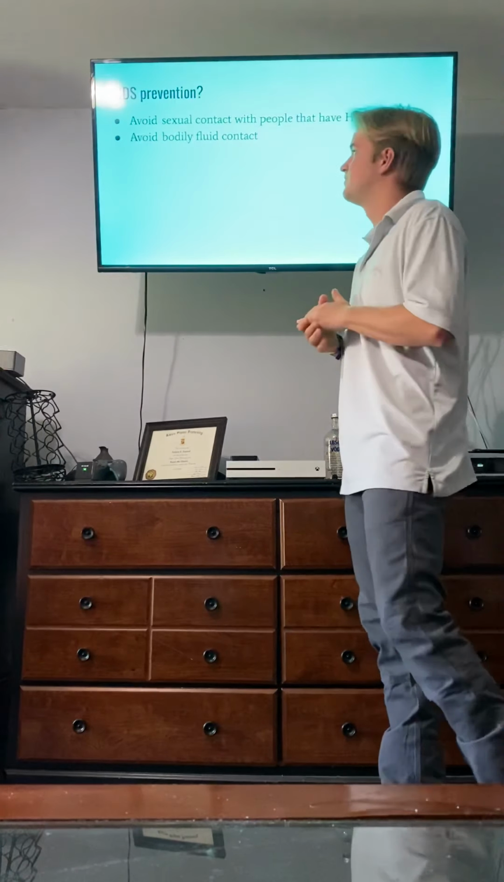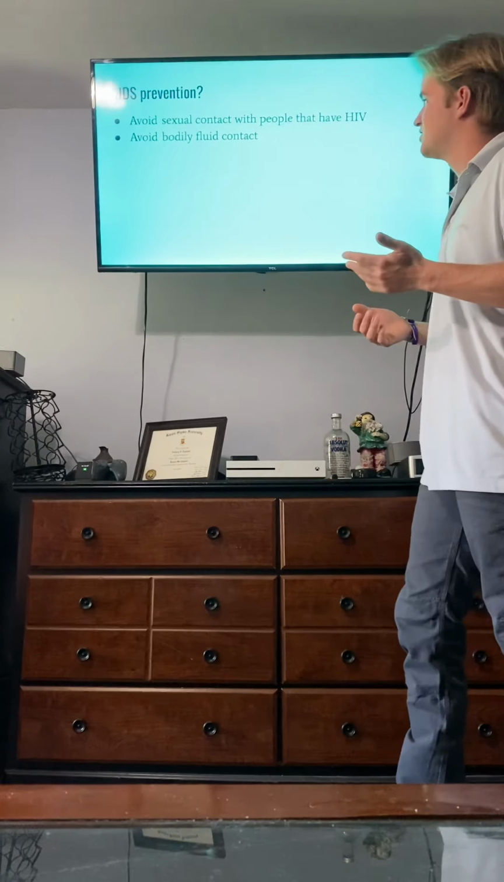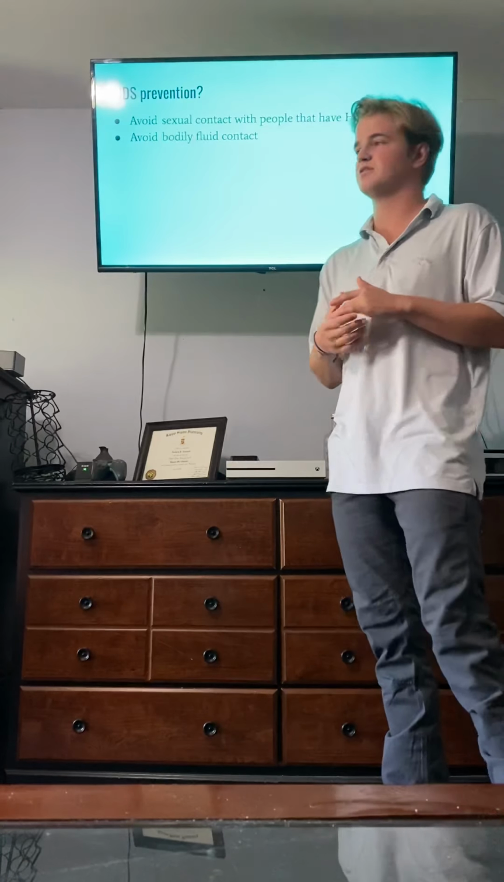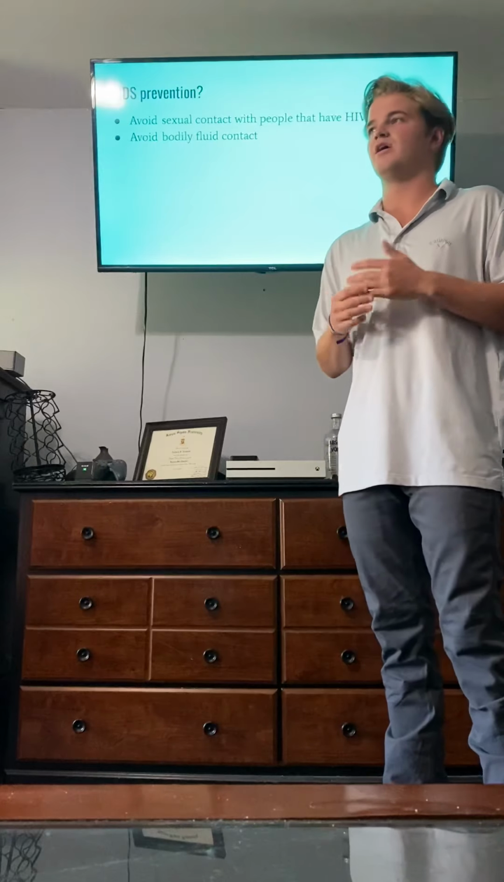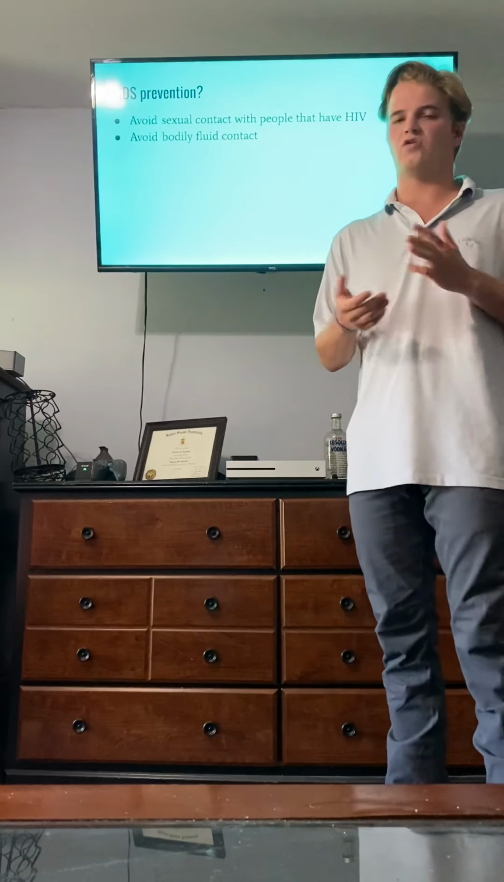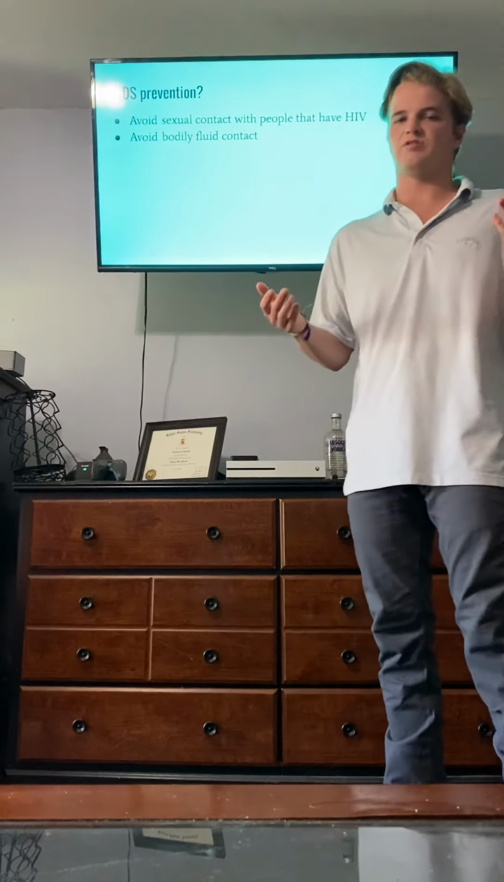AIDS prevention: avoid sexual contact with people that have HIV and avoid bodily fluid contact. Obviously limit your sexual partners as many as you can. If you really want to be protected from having HIV or AIDS, abstinence is the way to go.